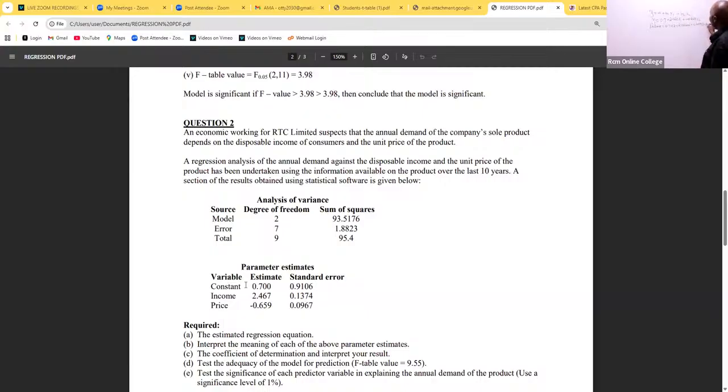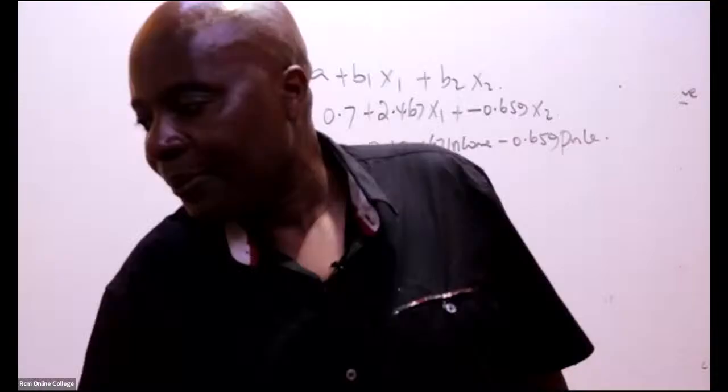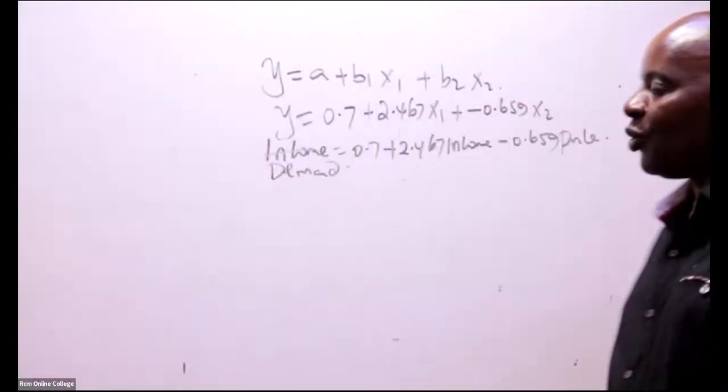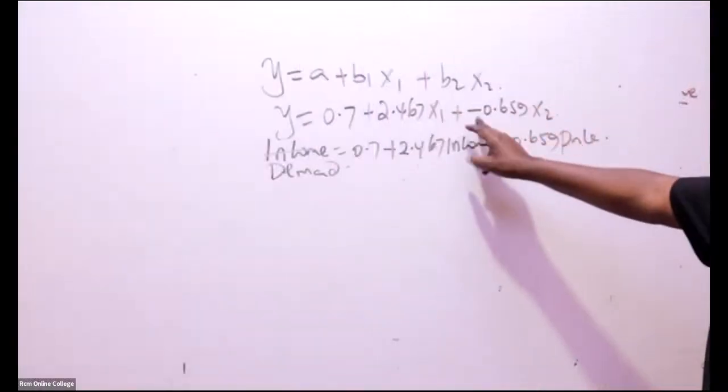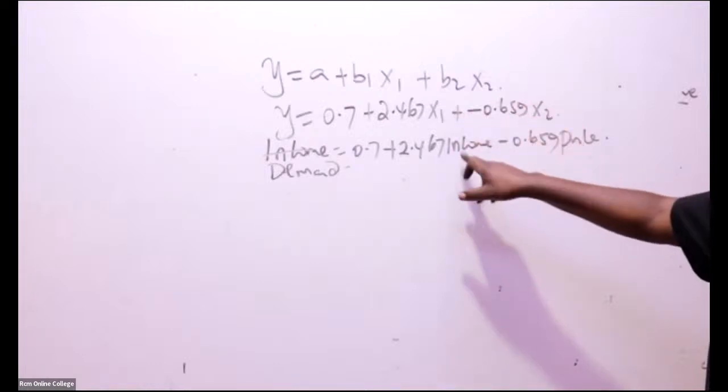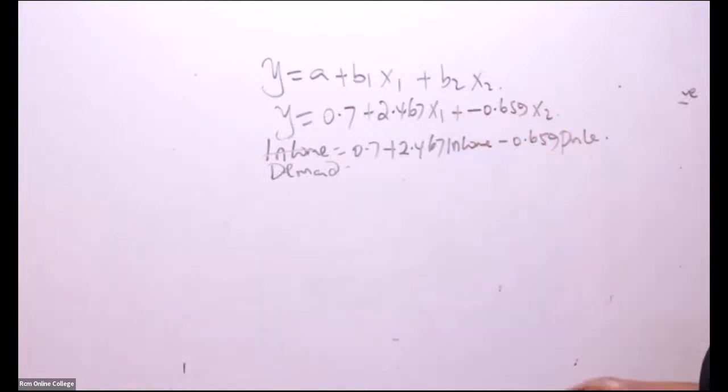So it means that y is not income. Why? An economist working for RTC Limited has annual demand. So this y is annual demand. This is what was expected of you in Roman 1. You can either leave it like this, with the minus sign, or you can put in the variables like that.